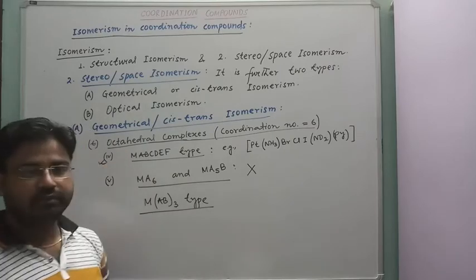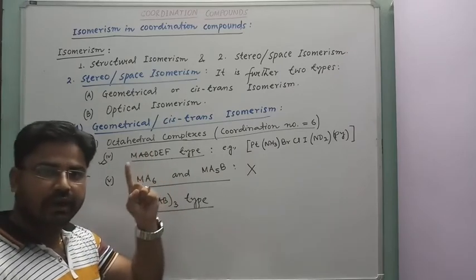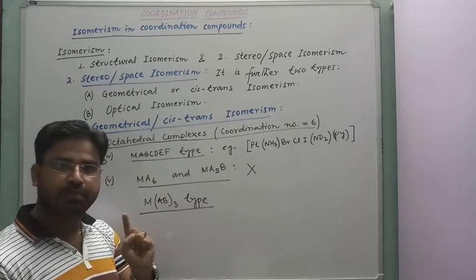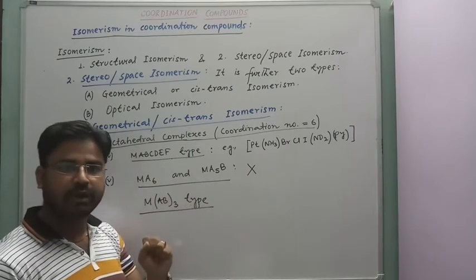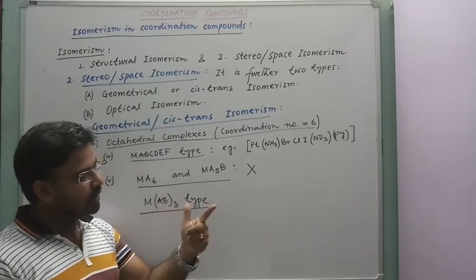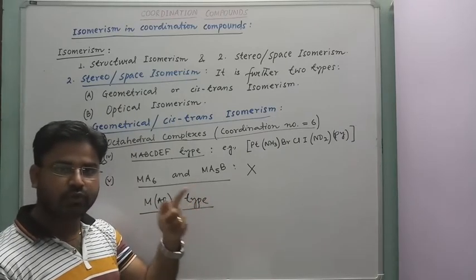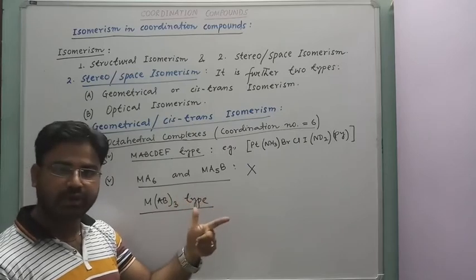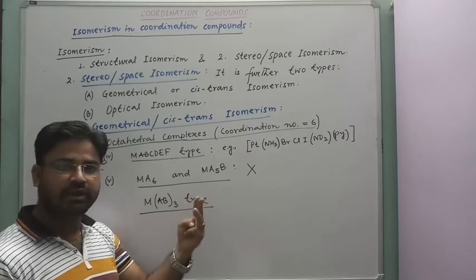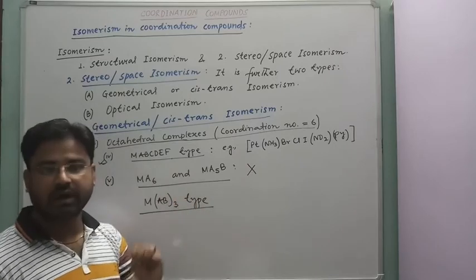So up to 4, it gives 15 isomers. First type was MA2B4 or MA4B2. MA2B4 or MA4B2 type compound can give geometrical isomers. MAA2, that is identity ligand. MAA2BC or MAA2B2 type compound gives geometrical isomers. Number 3, MA3B3 type compound gives geometrical isomers or cis-trans isomers or planar isomers.